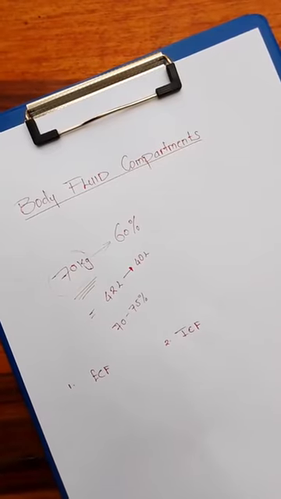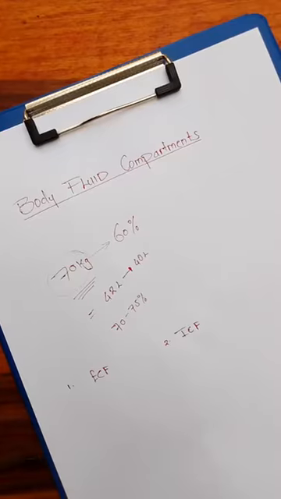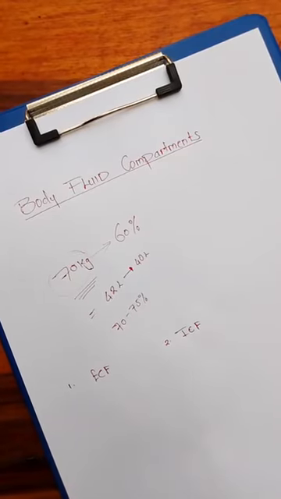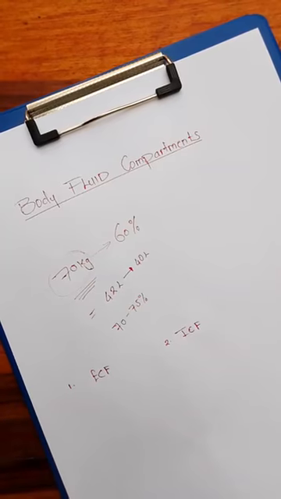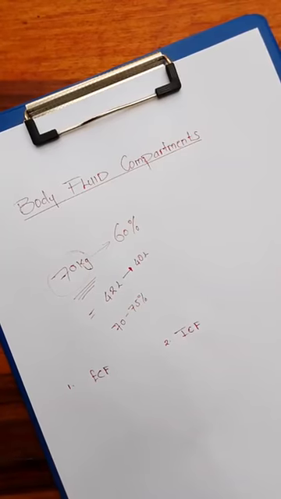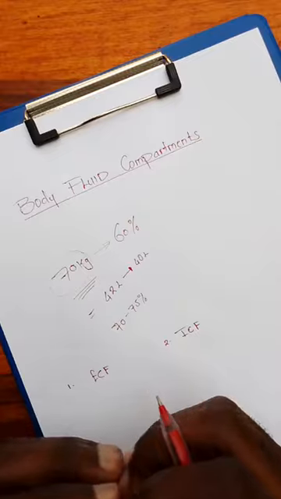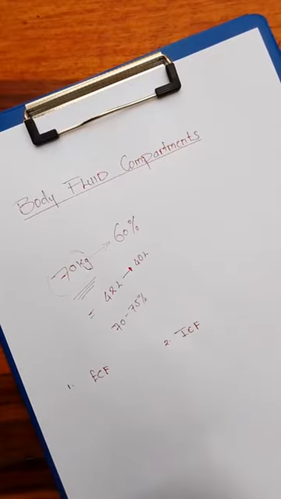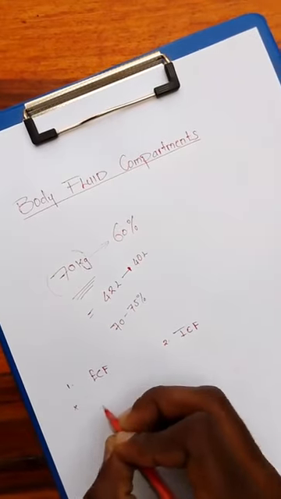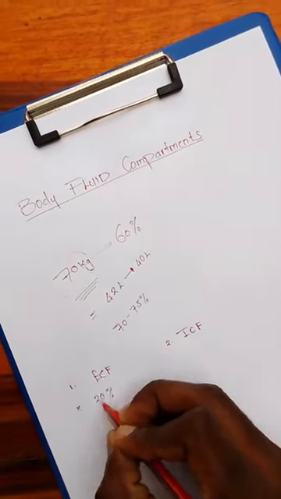The extracellular fluid compartment basically constitutes the fluids found on the outside of the cell. That is why it is known as extracellular, meaning outside of the cell. And you're going to find that it constitutes about 20% of the total body weight.